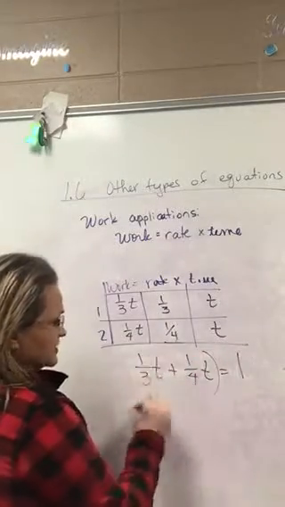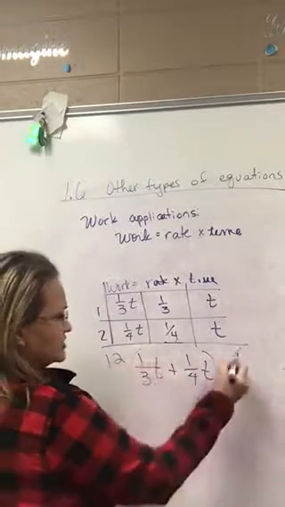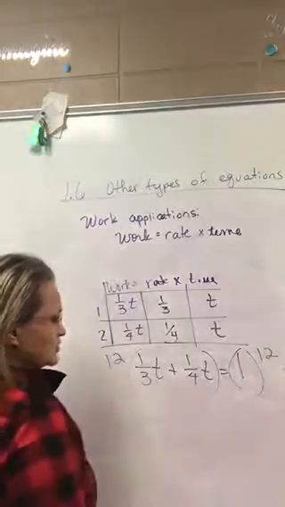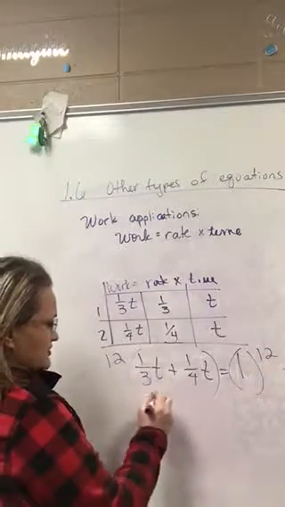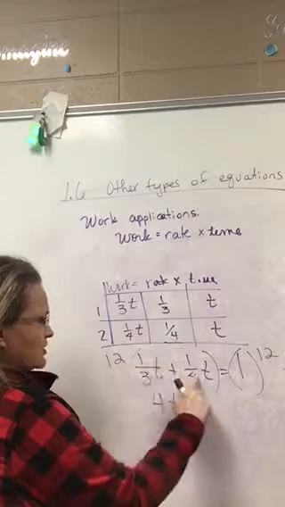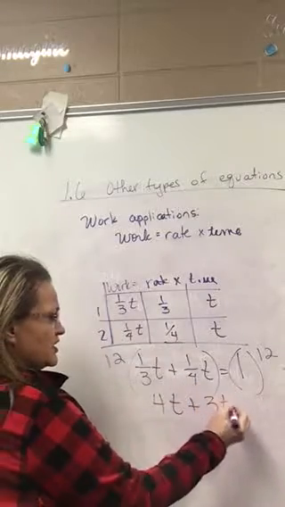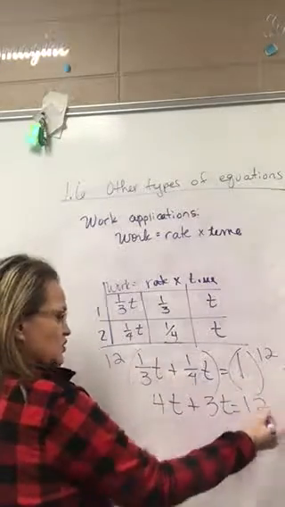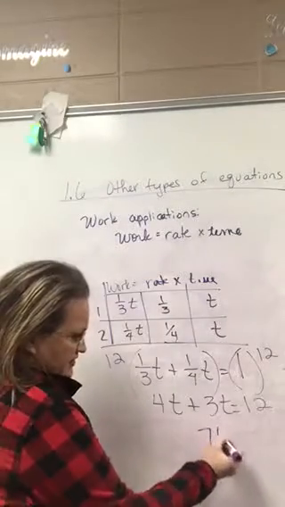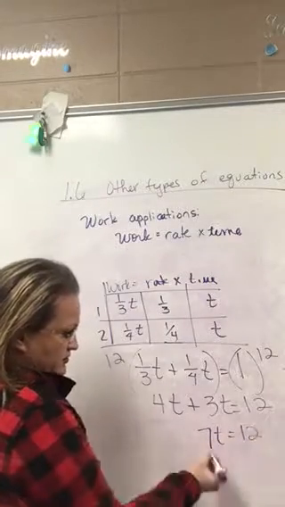All right, we do need to clear the fraction. Always clear fractions when they're involved. So I would times by 12. 12 times 1/3 is 4. 12 times 1/4 distributed is 3. And 12 times 1 is 12. So that gives us 7t equals 12.